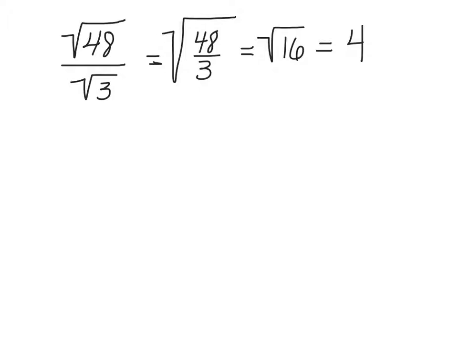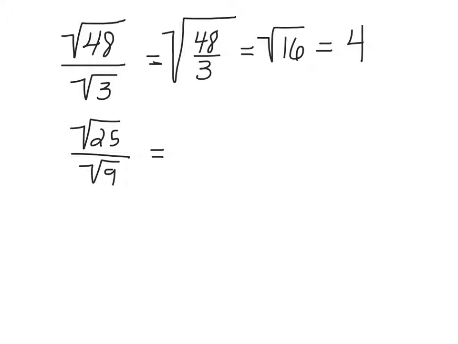All right, let's take a look at another one. Let's say I have the square root of 25 over the square root of 9. Well, I could divide 25 by 9, but that's not going to give me an even number.